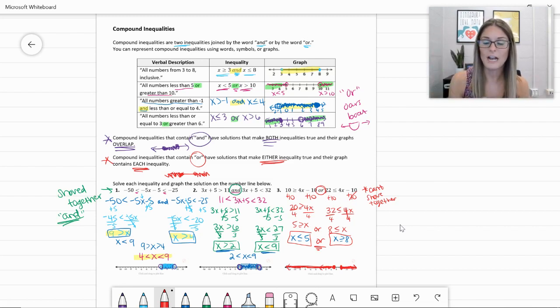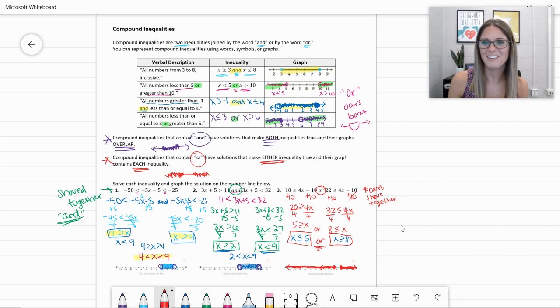Do check your graphs. Now, if these problems had negatives in them, which we did on number 1, and you forgot to flip your sign, when you go to graph, you're going to see funky stuff happen. So that's why graphing is actually really helpful on compound inequalities. If it's not graphing an and, if it's not graphing an or like it should, then double check your work. There's probably a mistake in your math.